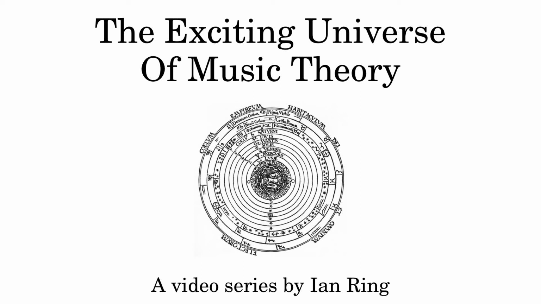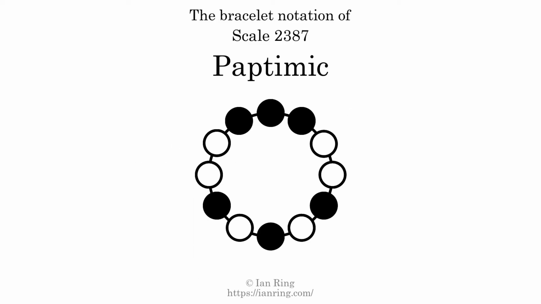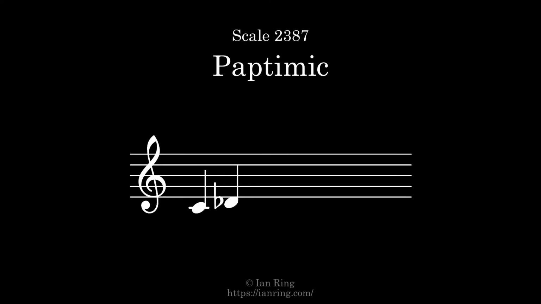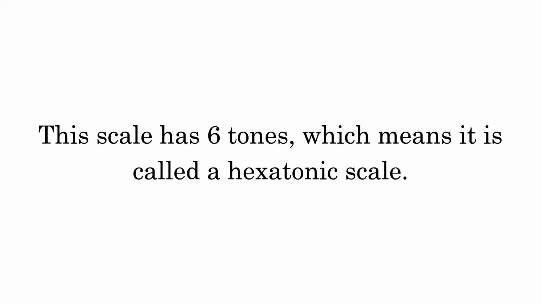Welcome to the exciting universe of music theory. Are you ready to learn? Then let's begin. Today we will talk about scale 2387, Paptimic, which sounds like this. This scale has 6 tones, which means it is called a hexatonic scale.